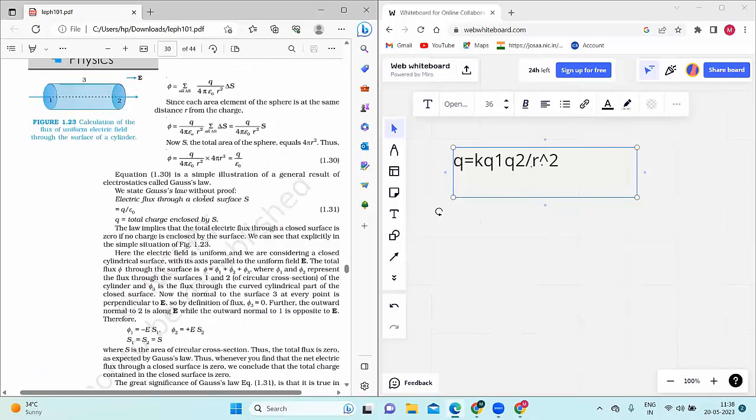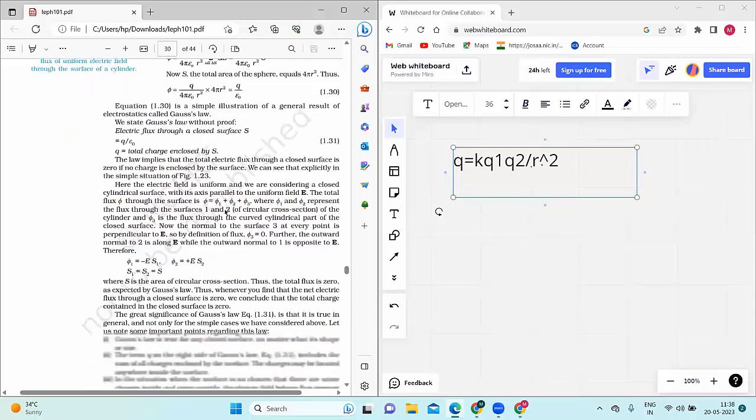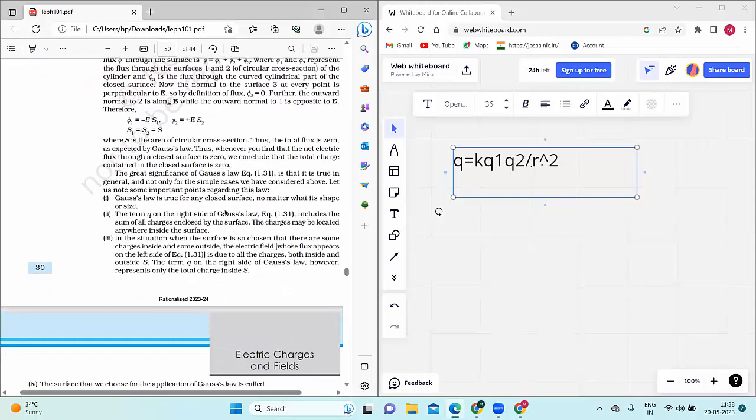So flux has two formulas: the integral of E dot dS, and the integral of E dot dS equal to the charge enclosed by the Gaussian surface divided by ε0. So we can easily calculate the electric field from this Gauss law.